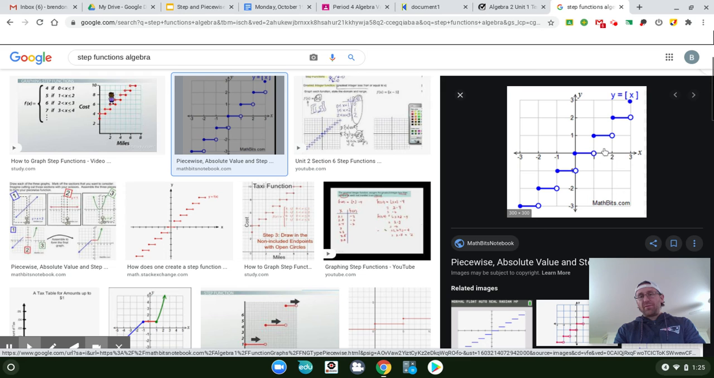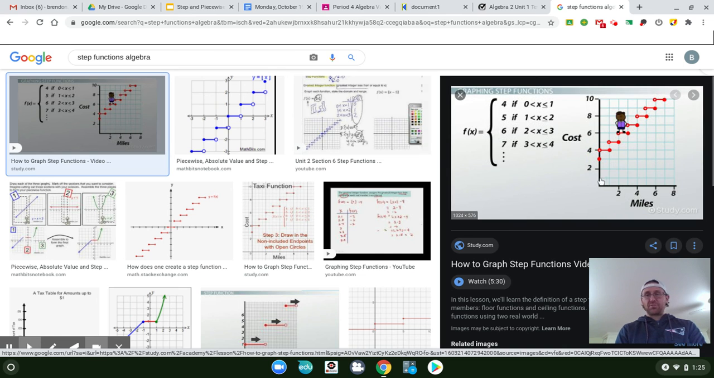So 1.5 becomes 1. 2.5 becomes 2. 3.5 would become 3. You always round down. That's what these bars mean right here. Okay. So if you look at this step function right here, normally a straight line would be going up, connecting these points and making a line. But because it's a step function, that means we're skipping.